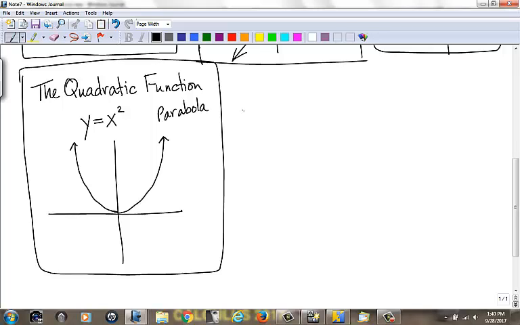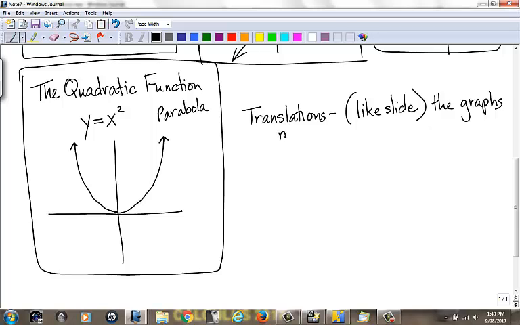Okay, then the author also talks about translations in this section. I always think of translations as a slide on your graph. You're going to slide your whole graph. The whole graph moves up, down, left, and right.